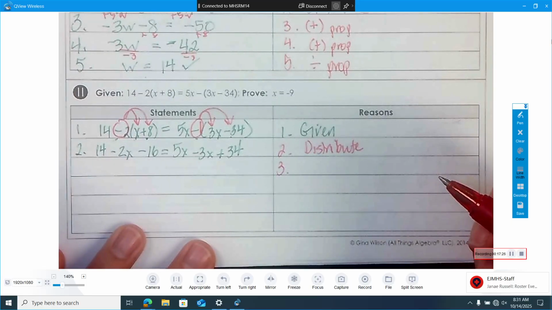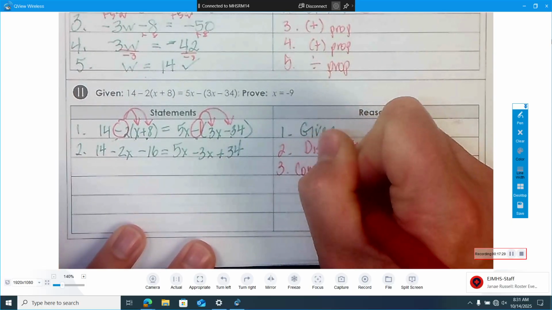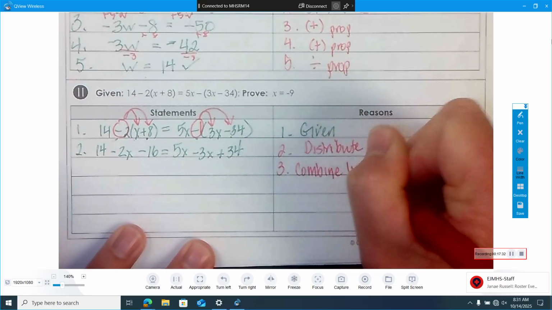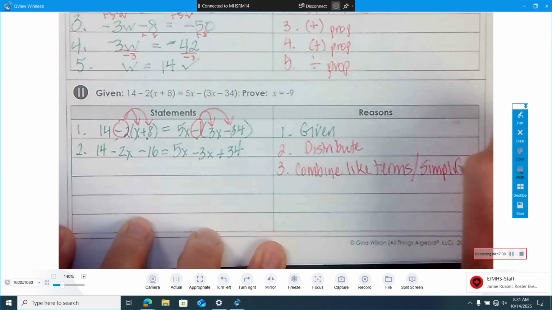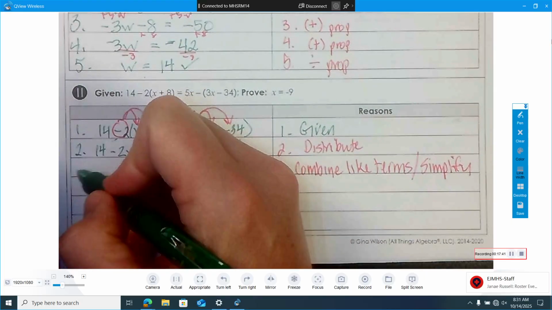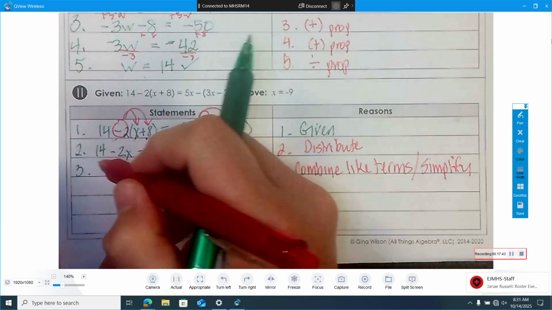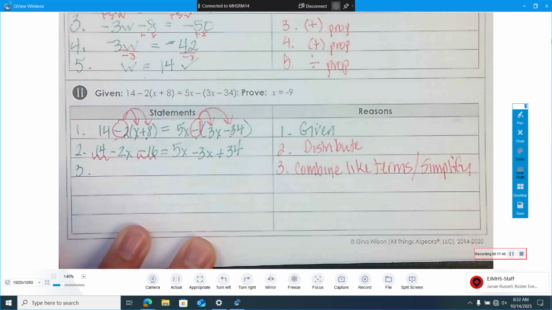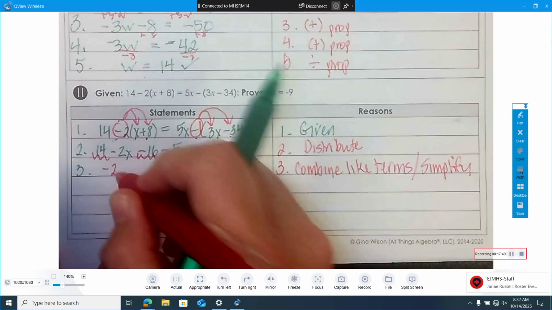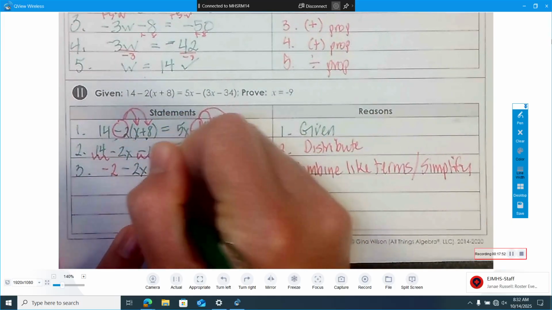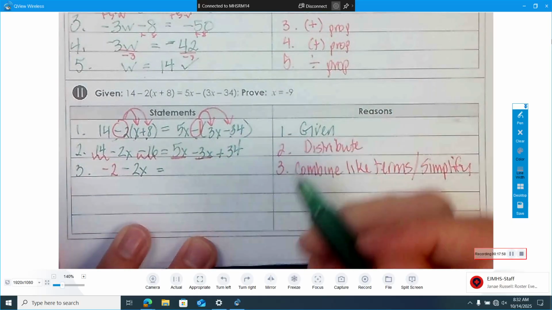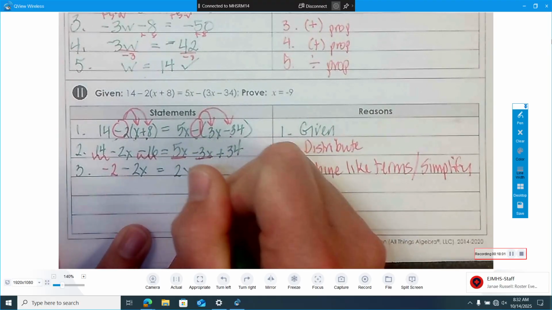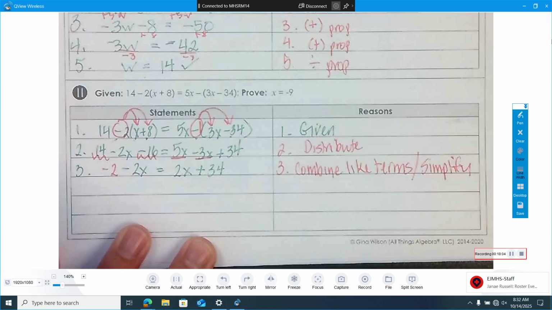Combine like terms? Yeah, we definitely can do some combine like terms or some simplify. C-O-M-B-I-N-E. Combine like terms. If you're lazy, you can just write simplify. Either one is good. So let's see. I have a couple of like terms. The 14 and the negative 16 give me negative 2 and the minus 2x. And then on the right-hand side, I have a 5x and a negative 3x, which gives me 2x and a positive 34. So we're just combining like terms, simplifying, cleaning things up a little bit.